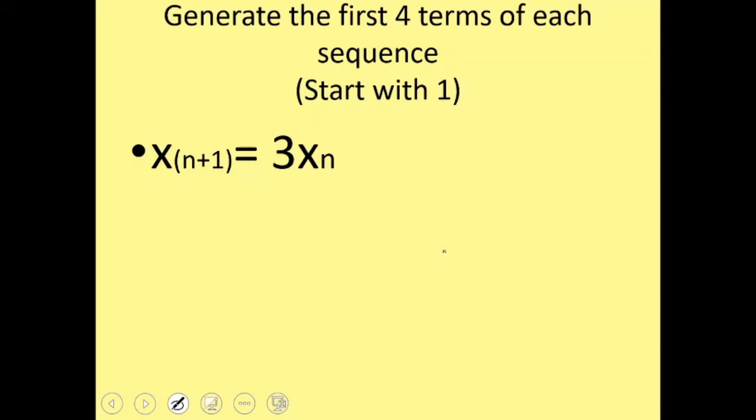This one here. Work out the next 4 terms. So let's start with 1, and it'll always give you the starting point. So it's going to be 1. Then I'm going to have to do 1 times 3, which is 3. And I'm going to have to times that by 3, which gives me 9. And I'm going to have to times that by 3, which then gives me 27.